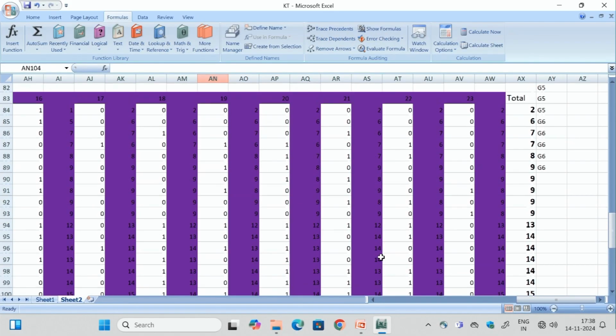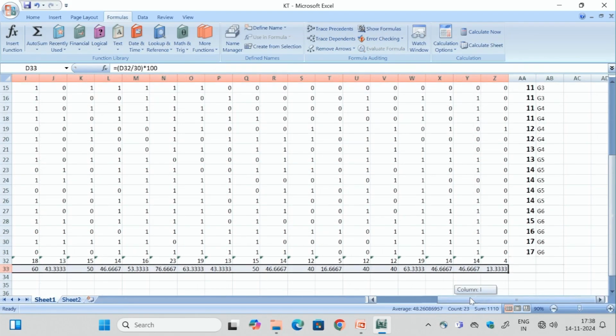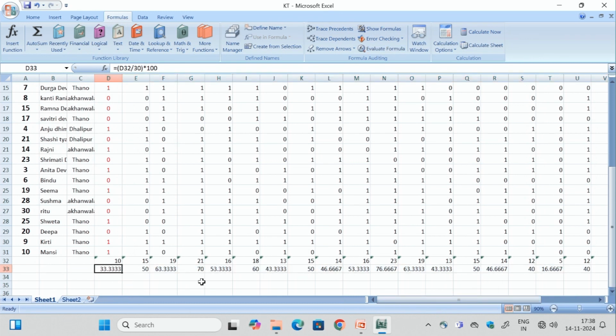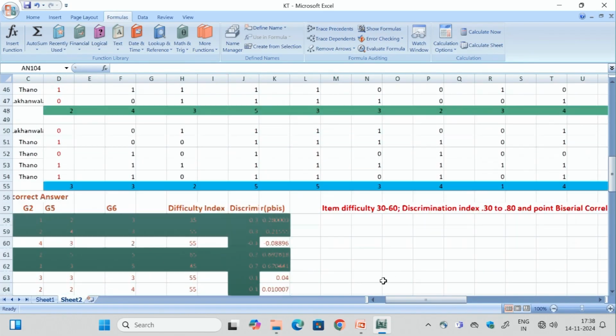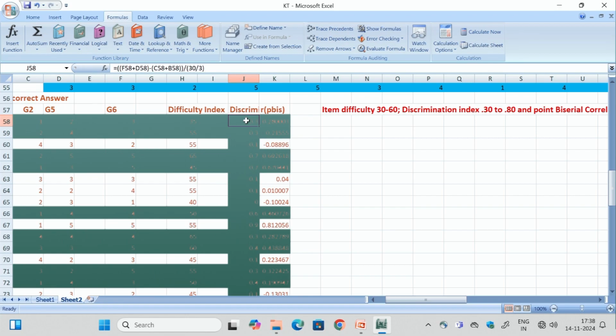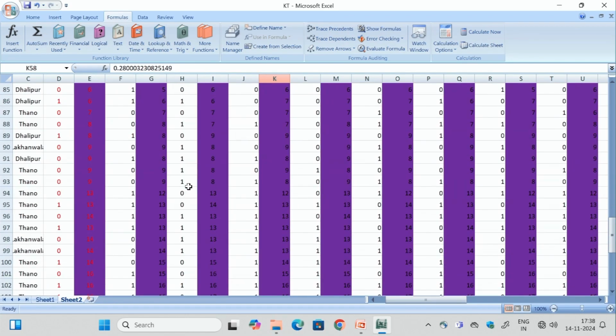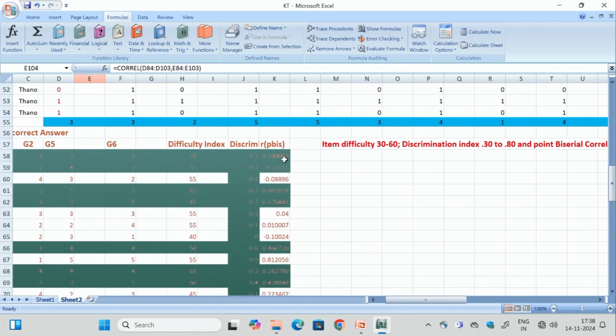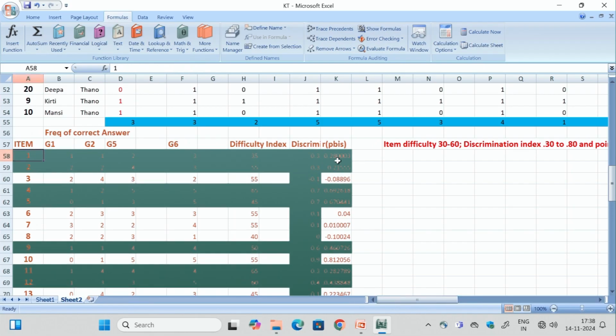So, going back to the Excel sheet, for the first item, what is the item difficulty index? That is 33.33. It is more than 30. Then we go to the item discrimination index. It is 0.30. And the value of the point biserial correlation is 0.28. All these values are put in the same places, so you can decide about each item. For the first item, it is acceptable.